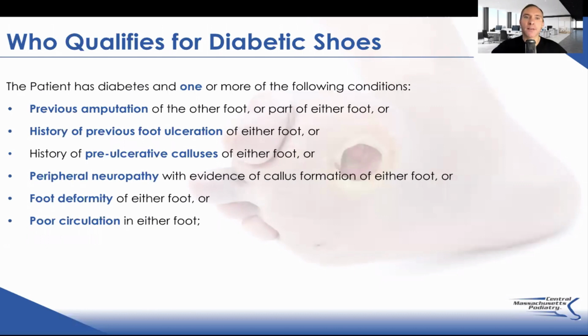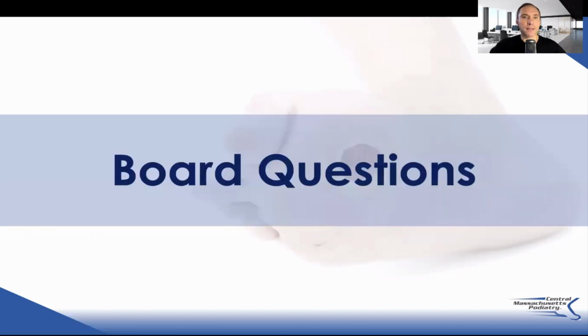Who qualifies for diabetic shoes? Basically, a patient has to have diabetes and one or more of the following. They have to have a history of a previous amputation, history of a previous ulcer, a pre-ulcerative callus, peripheral neuropathy, which is a lot of our patients, and then a foot deformity or poor circulation. So most of our patients do qualify for shoes. If you feel their pulses and they're missing, you can't feel a pulse due to swelling or something, that would qualify. If they have a foot deformity, which would be a hammer toe, a bunion, a prominent metatarsal, anything like that, that would qualify. Neuropathy, a lot of our patients have some amount of neuropathy.